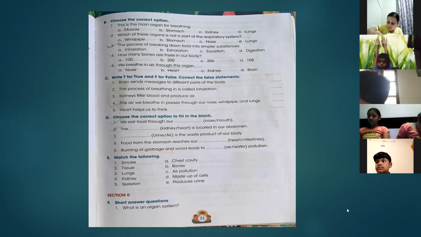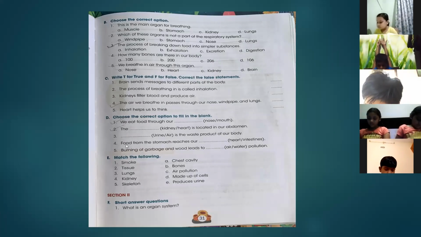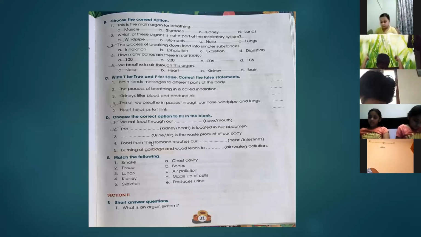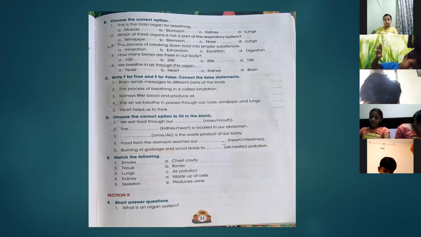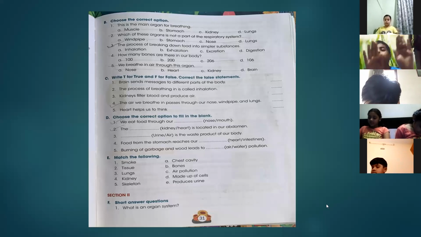Nihira, do you want to answer? Yes, ma'am. Urine, ma'am. Very good. Urine. So, urine is the waste product that is produced from our body. Okay. So, food from the stomach reaches our dash. So, from the stomach, the food reaches the heart or the intestine.